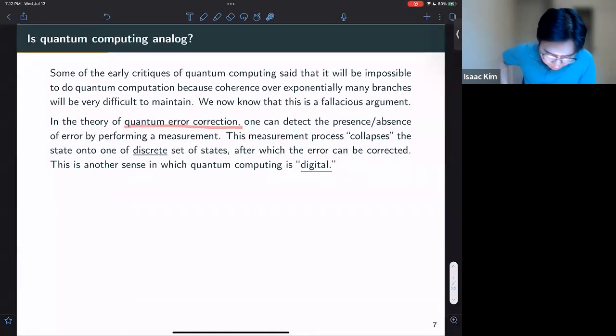You're measuring some subparts of the wave function. And that basically collapses the state onto some discrete set of states, okay, after which you can correct the error. And this is another sense in which quantum computing is digital. So even though you might think that it's more natural to think about like 1 and 2 qubit continuous gates, you can do all these things equally well just using a discrete set of gates.